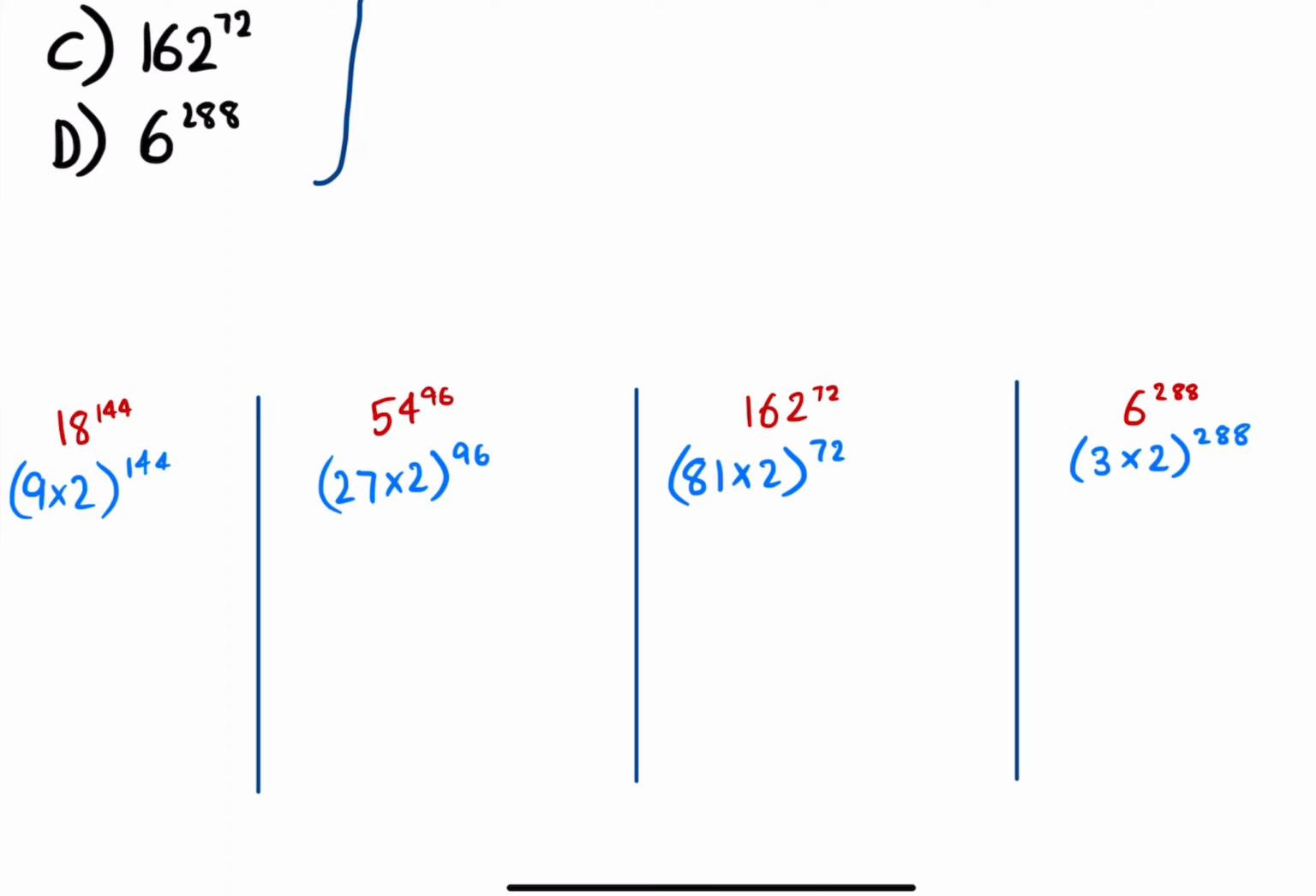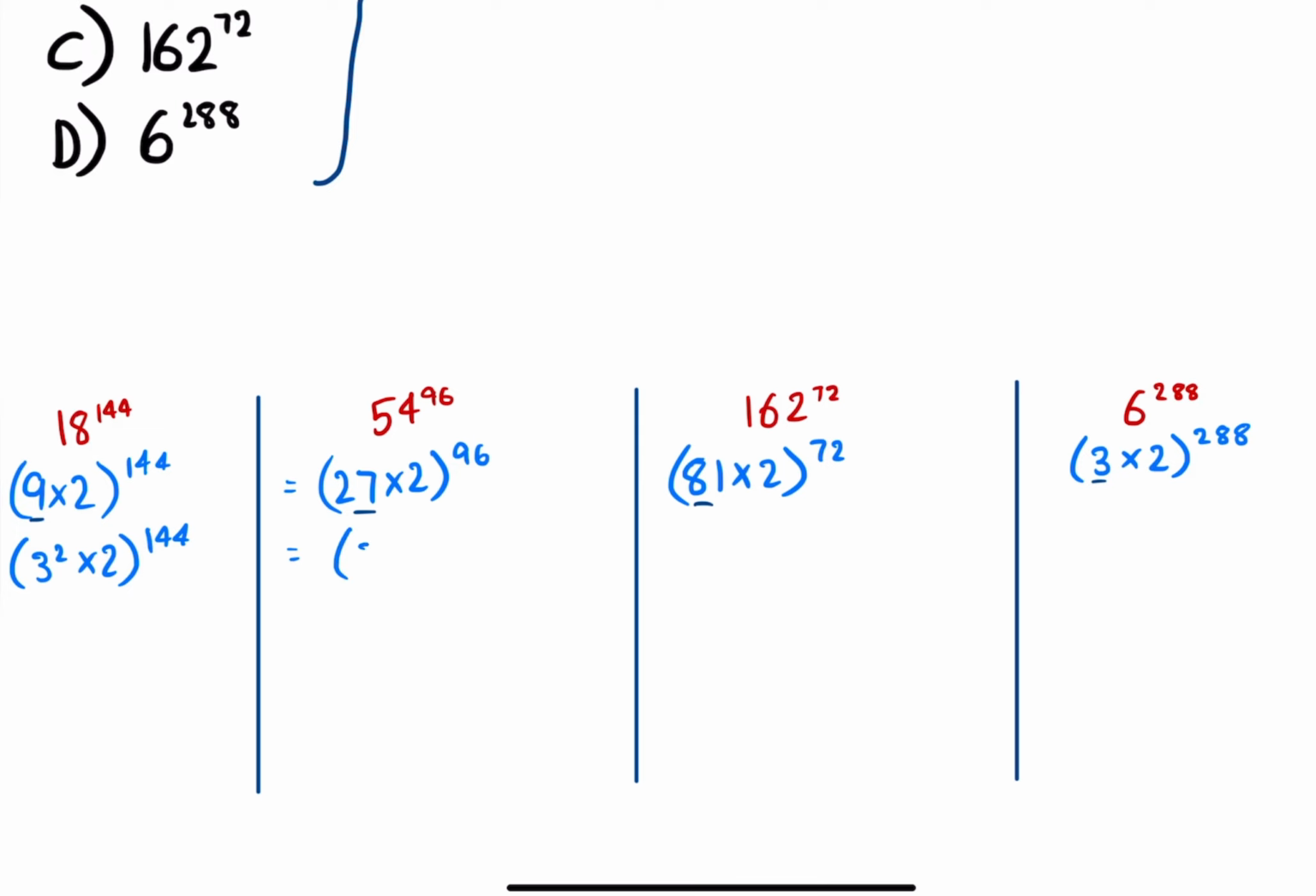So if you look closely, all of our numbers, which are 9, 27, 81, and 3, are all powers of 3. In fact, they're all numbers which you can get when you raise 3 to a certain power. So what does that mean? I'll show you. 9 can also be written as 3 squared, so 3 squared times 2 raised to the power of 144.